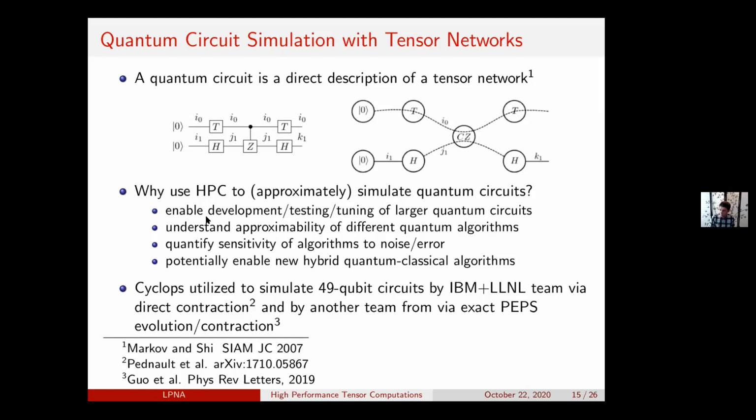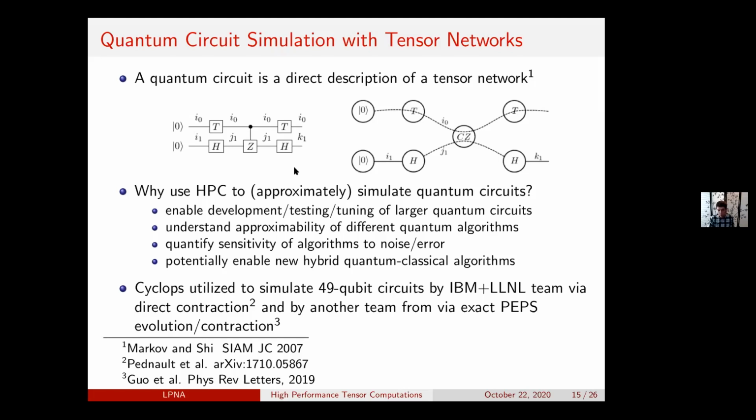But why would we want to do this? I mean, quantum computers should execute quantum circuits. Why are we talking about simulating them with tensor networks? Well, there's actually a good number of reasons. One thing is that if we can efficiently simulate quantum algorithms, we can enable better development, testing, and tuning of such algorithms. Another thing that's of interest in approximately simulating these systems is to understand the degree to which we actually need a quantum computer to compute a particular circuit.